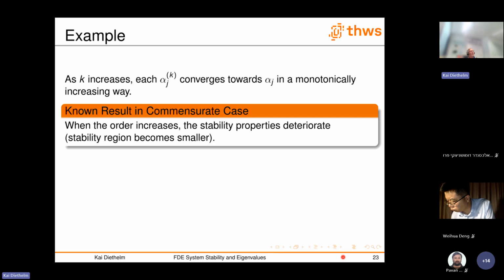What you know then in the commensurate case is that when the order increases, the stability problems become worse. They deteriorate. The stability region becomes smaller. That's because of this alpha factor in the stability region. So when the order increases, stability properties become not so nice.